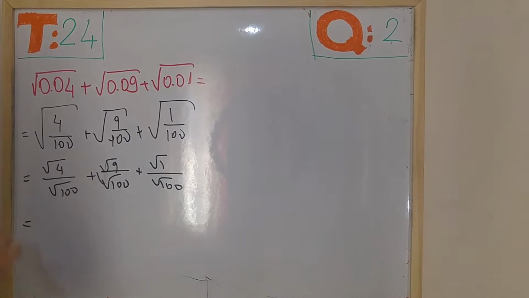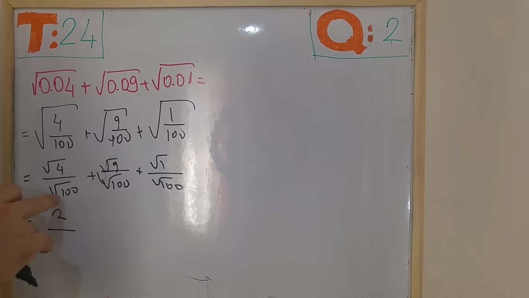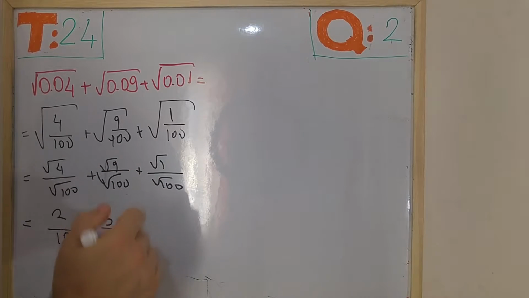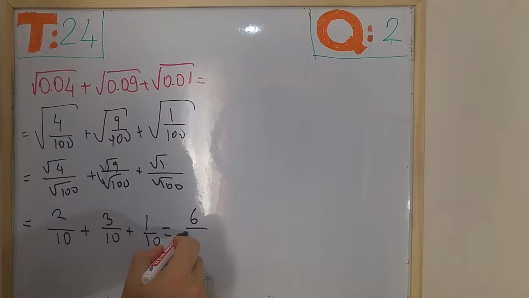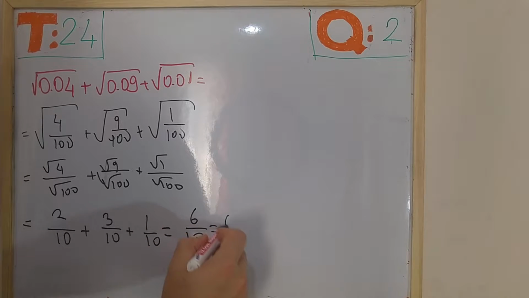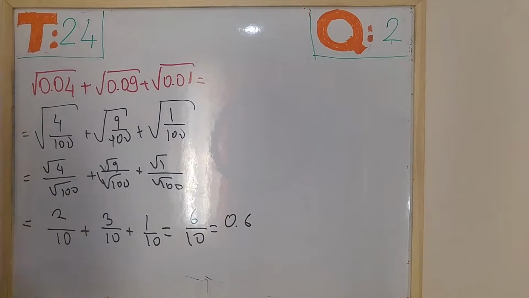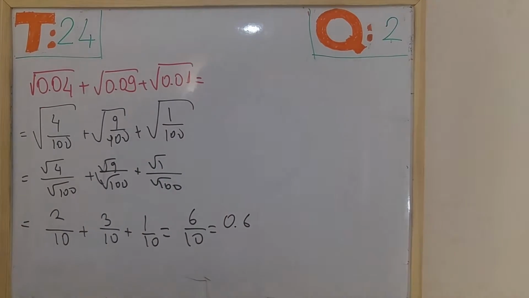be equal to square root of 4, which is equal to 2, divided by square root of 100, which is equal to 10. 2 over 10 plus 3 over 10 plus 1 over 10, which is going to be equal to 6 over 10. Or in decimal way, we can show it like 0.6.